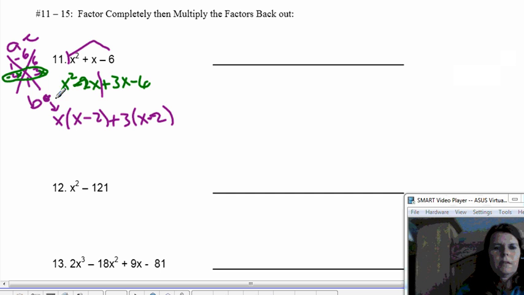Let me not write it there. Let me write it in red if I'm going to write it there. So GCF is x, and then GCF is 3. And then you just divide by that. So our factors are x minus 2 and x plus 3.